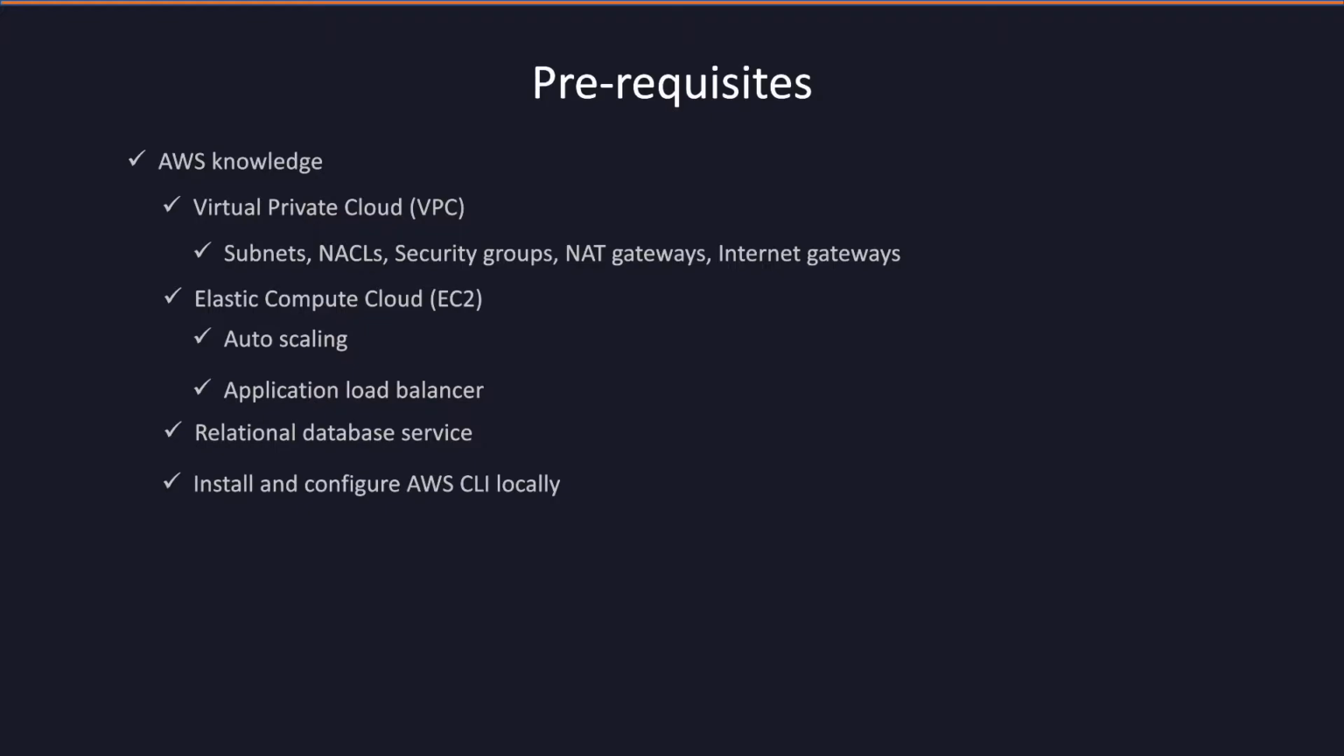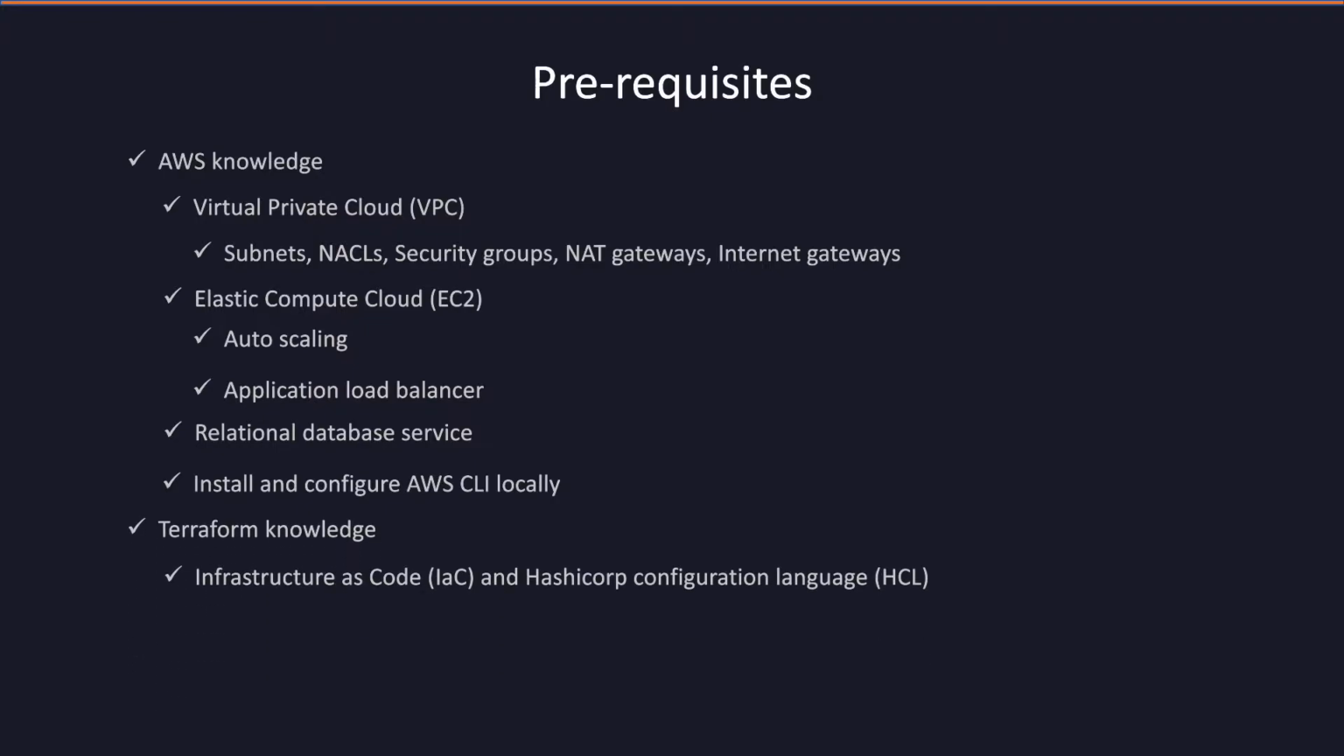So this was about AWS knowledge. Moving further with Terraform, knowledge of infrastructure as code and HashiCorp configuration language is needed. Apart from that, the understanding of Terraform modules is also required as we are going to consume the official AWS modules from the Terraform registry. And finally, you should be able to install and configure Terraform locally.